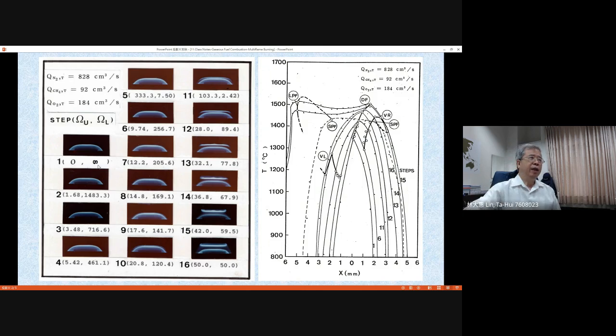Okay, the first case, this omega U and omega L, 0 and infinity, represents fuel coming from the lower burner and oxygen coming from the upper burner as initial conditions. Now we try to bring a certain amount of fuel from the lower burner to the upper burner. When you have a small amount of fuel added to the upper burner, you can see the fuel oxygen ratio increased to 1.68, right?